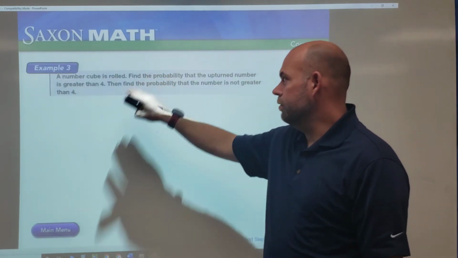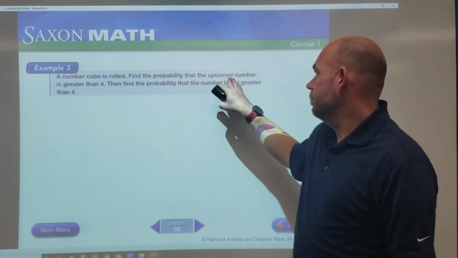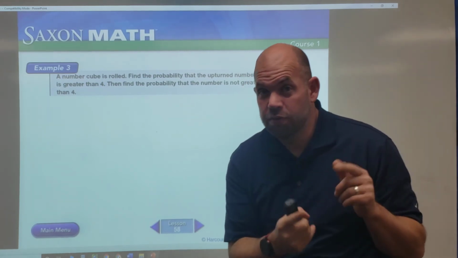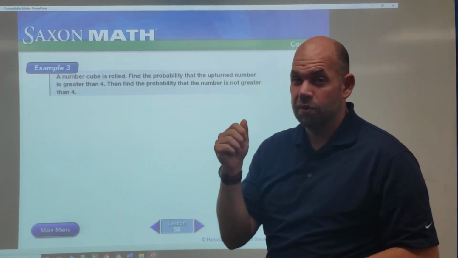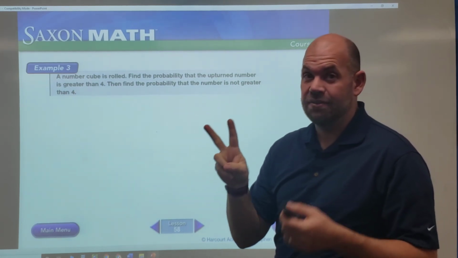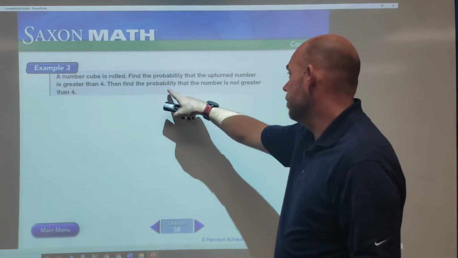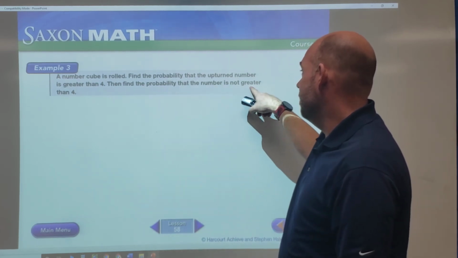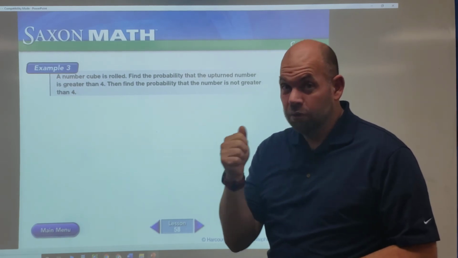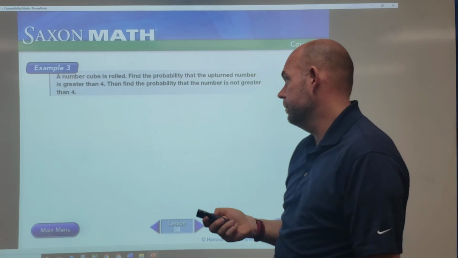So if a number cube is rolled, again a 6-sided die, find the probability of the upturned number being greater than 4. Now greater than 4 doesn't include 4, so really the only numbers we're looking at are 5 and 6. So that's 2 possible outcomes out of 6, which is 2/6, which reduces to 1/3. Then find the probability the number is not greater than 4. So not greater than 4 would include 4, so it'd be 1, 2, 3, or 4. That's 4 out of 6, or 2/3.